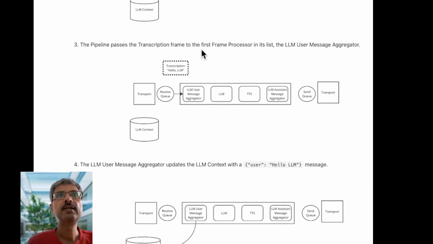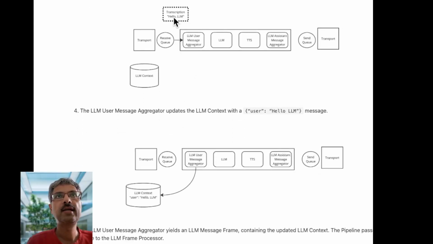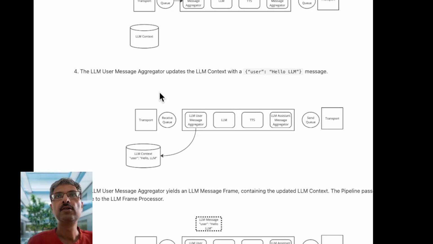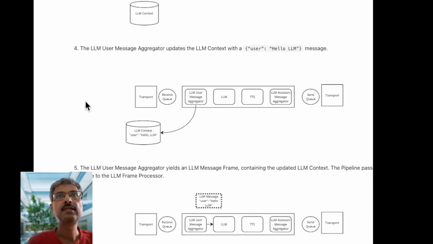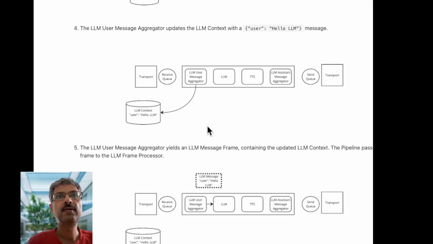Then the pipeline passes it to the first frame processor, that is the user message aggregator. What it does is take "hello LLM" and convert it into a format which can be given as input to the LLM. So the role is user and the text is "hello LLM". That becomes the LLM context and feeds into the LLM.